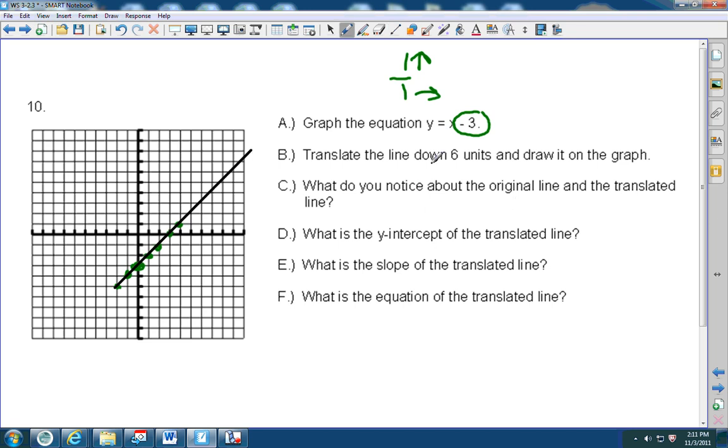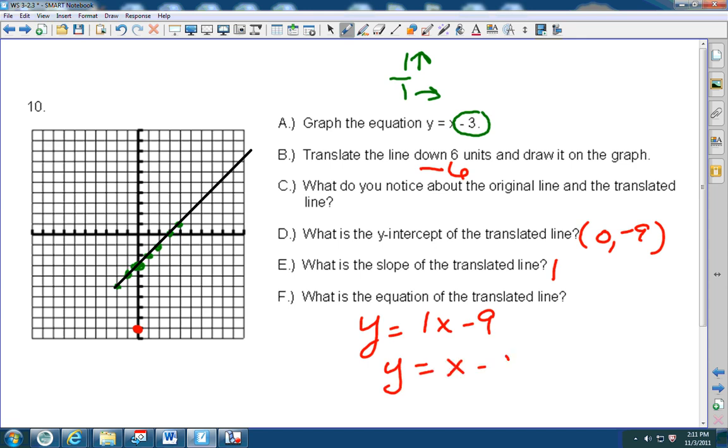Now it says to translate it down 6 units. Well, let's see. Can you guess by looking at these what my new y-intercept is going to be? Start here. 1, 2, 3, 4, 5, 6. There's my new y-intercept. 0, -9. Well, look. -3 minus 6 is -9. Now the slope is the same. It's going to be 1. My equation is going to be 1x minus 9, or you can write it as y equals x minus 9.